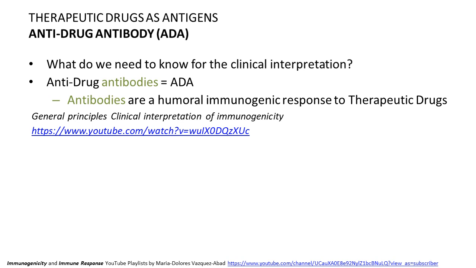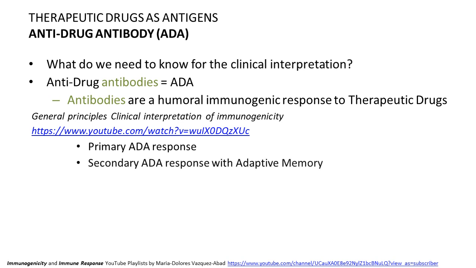So I talk in detail about what I mean by humoral or B-cell response. This particular anti-drug antibody response is no different than any other B-cell response. It has a primary response, which is basically the first time that your B cells will react to the drug, and a secondary response, which requires adaptive immune system memory. And this is why it's important to interpret what exactly we have when we get results from anti-drug antibodies.